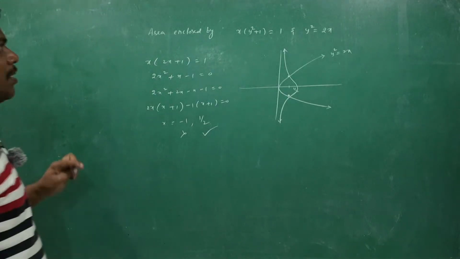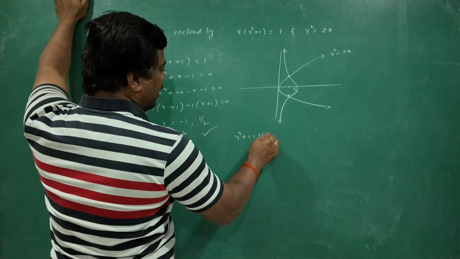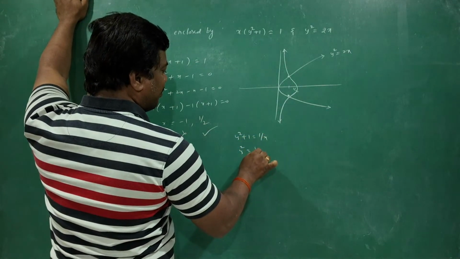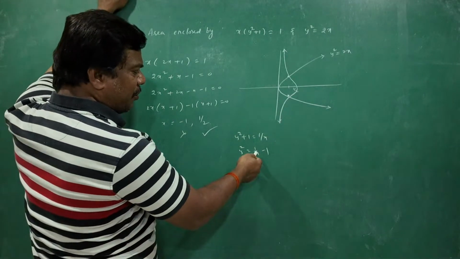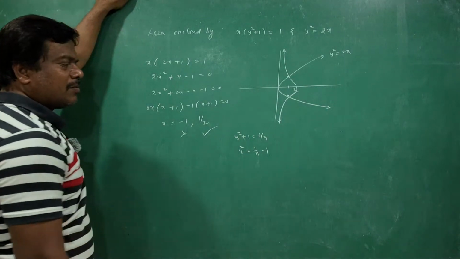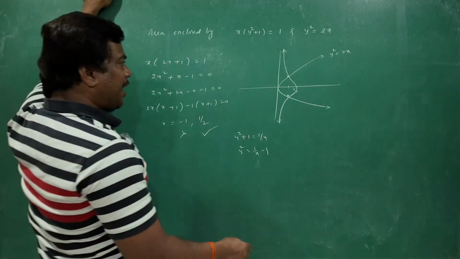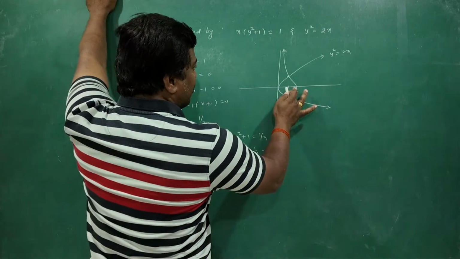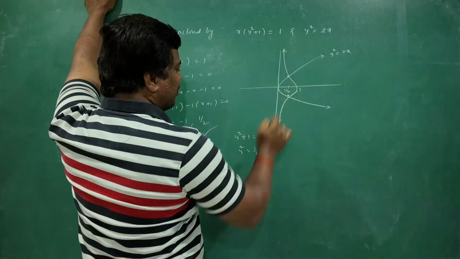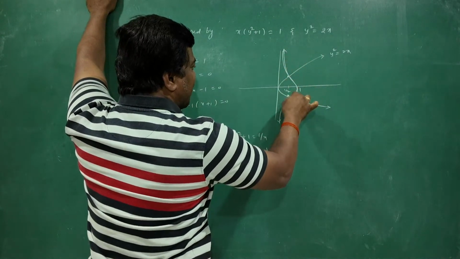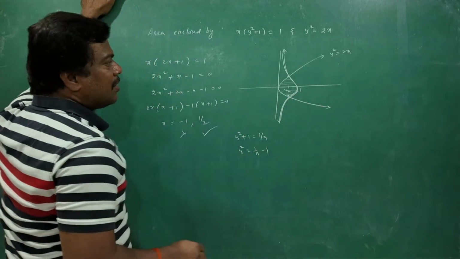From this, y square plus 1 is 1 by x, so y square is 1 by x minus 1. Suppose you put x equal to 0, y square becomes minus 1, it is not defined, right? When you write x value 1, y is 0. So the graph exists in this way. Now the area bounded by these two, this area you need to find.